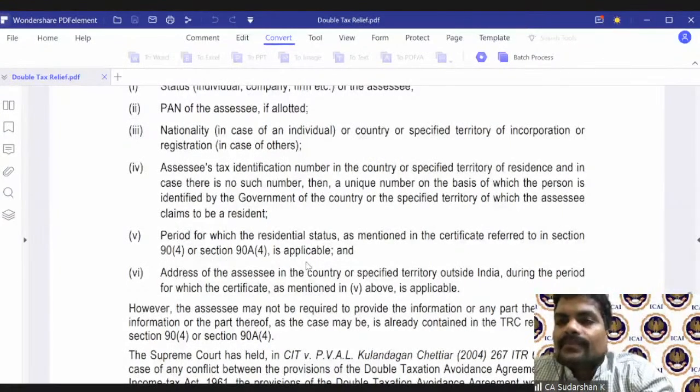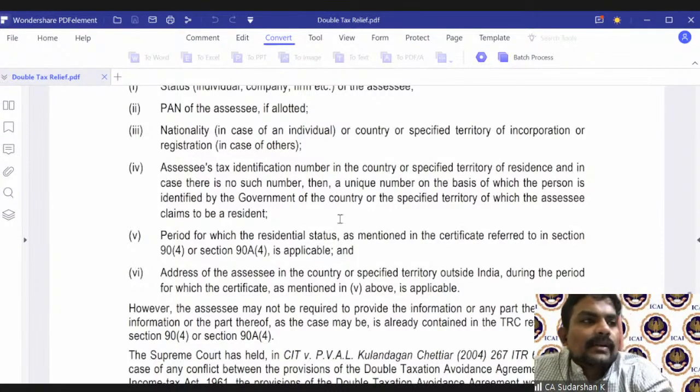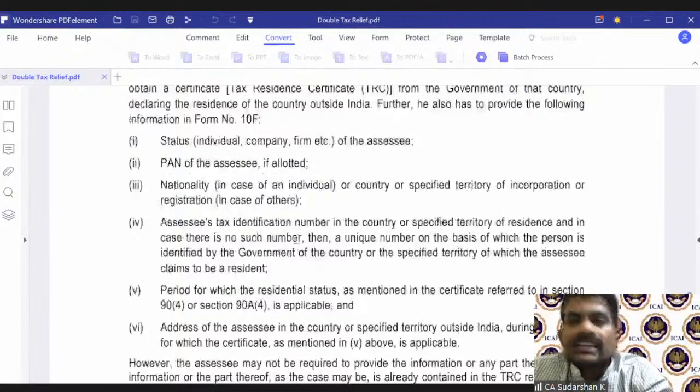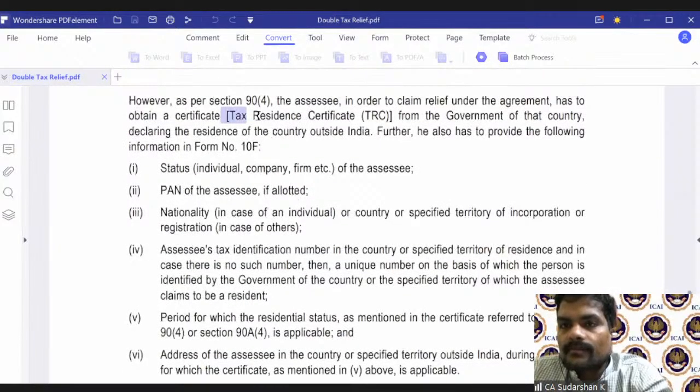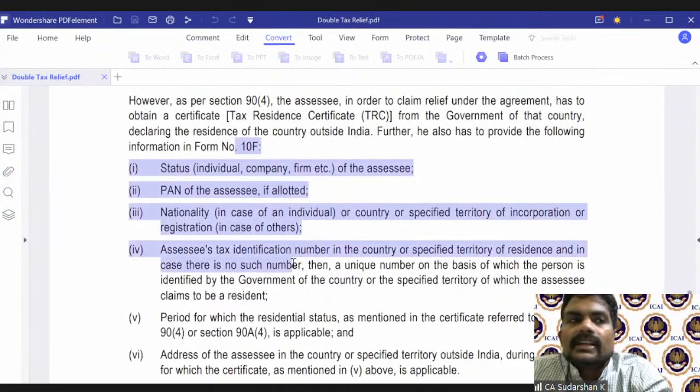Be that as it may, the point is, what the government wants is, okay, fine, these are negotiated treaties, we can't do anything. But to ensure that a genuine Mauritian resident gets the benefit, they have introduced additional procedural compliance, like giving a tax residency certificate and other forms. So it is not just taking the treaty benefit; you should also prove that you are a resident of that country by furnishing a tax residency certificate. And you should also provide additional information in Form number 10F.